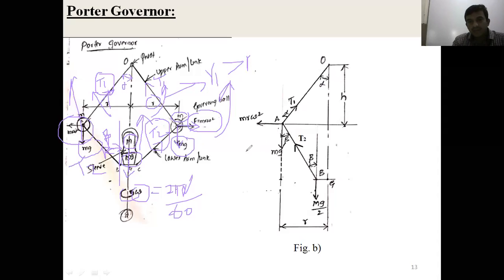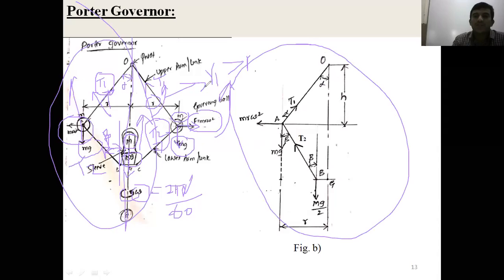Now you can see figure B. We'll consider only the left side portion of the porter governor. Then we'll derive the height of the governor. The height of the governor is nothing but the vertical distance between the governor ball CG and the pivot point of the upper arms. This is called the height of the governor.